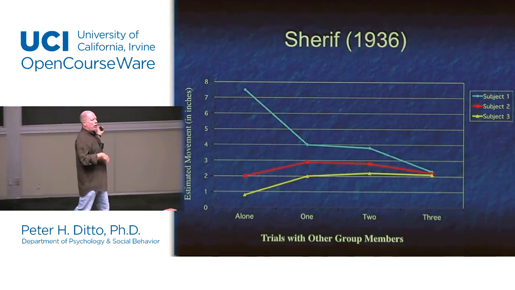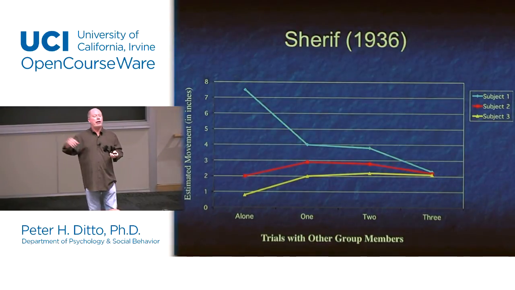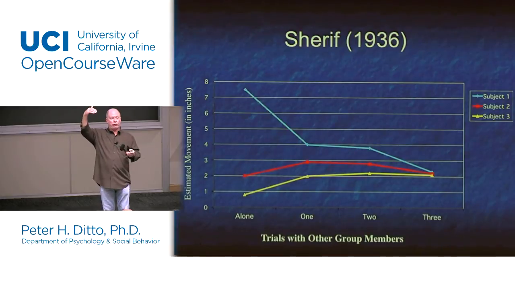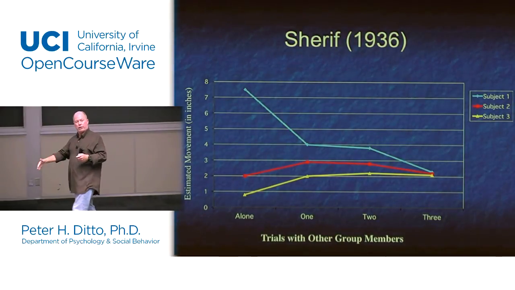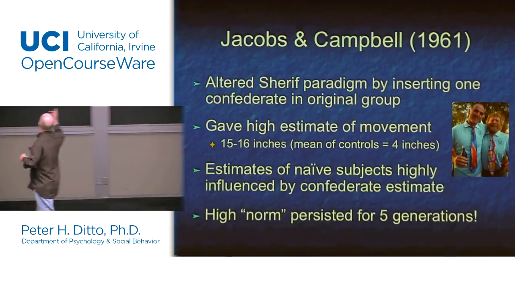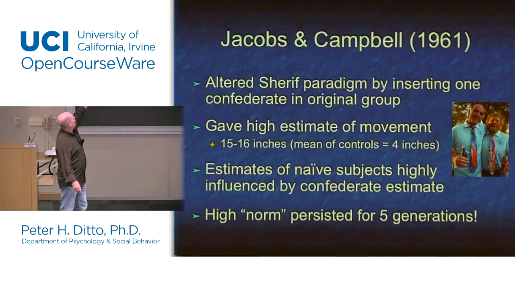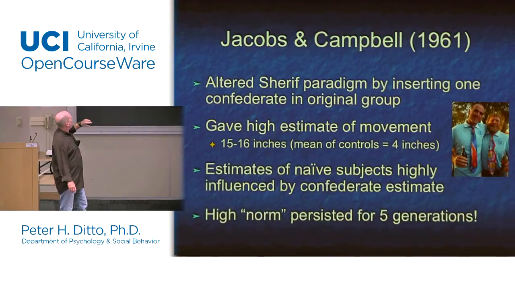But they did other studies where they would put a new person in who was designed to give a really high estimate or a really low estimate. And they found that if one person confidently gave a high estimate, everybody else's estimates would go up. If somebody gave a low estimate, their estimates would go down. So Jacobs and Campbell took advantage of this, and they stuck in a confederate who originally gave a very high estimate of the movement, from 15 to 16 inches. The mean of the controls was about 4.